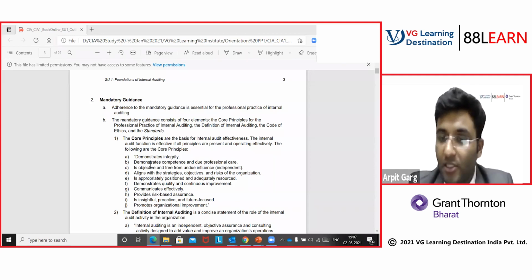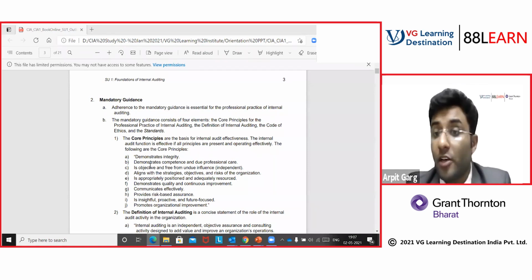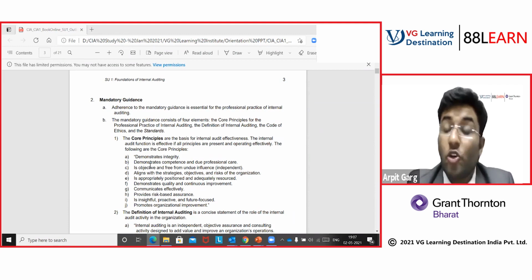Provides risk-based assurance. We should provide risk-based assurance. Provide insights. We are proactive and future focused. So our internal audit activity should be providing insights to the management, providing proactive measures to mitigate the risk of what can go wrong in the different processes, and should be future focused. We should promote overall organizational improvement. So those are the 10 core principles of internal auditing that we need to remember.